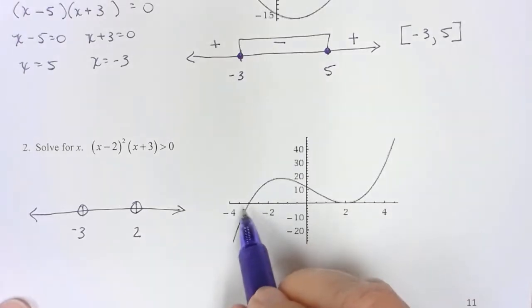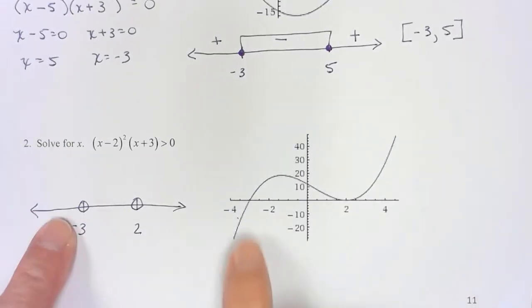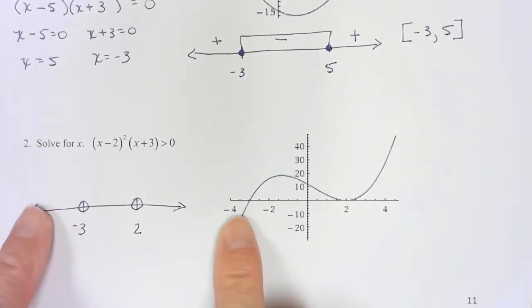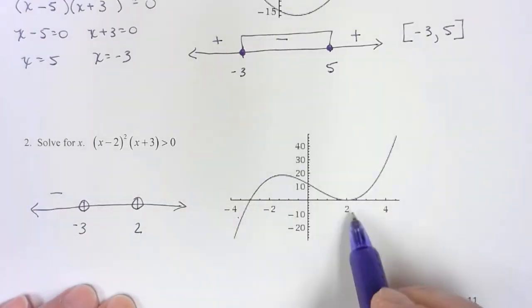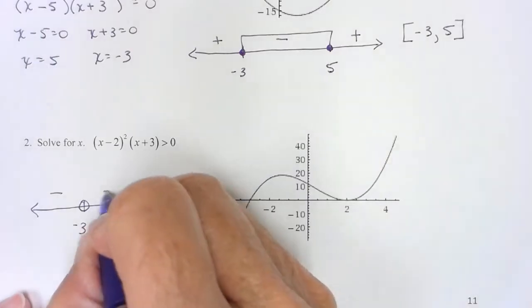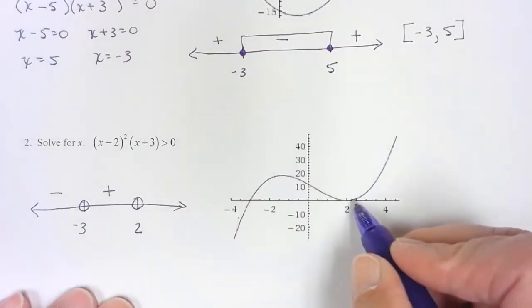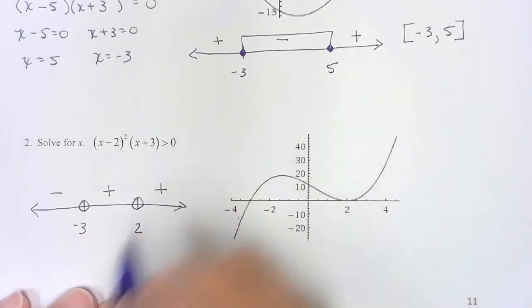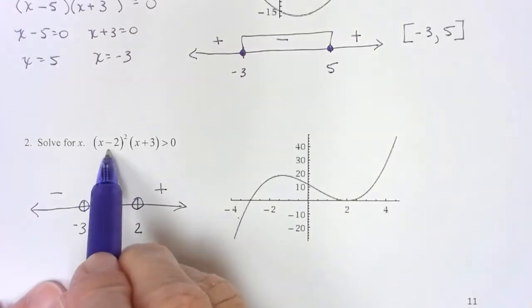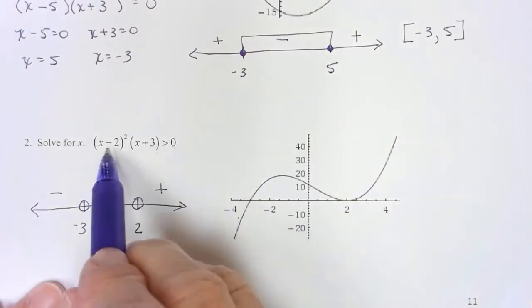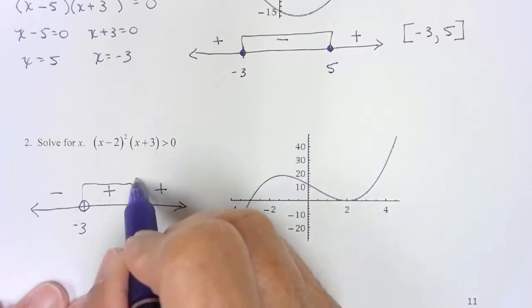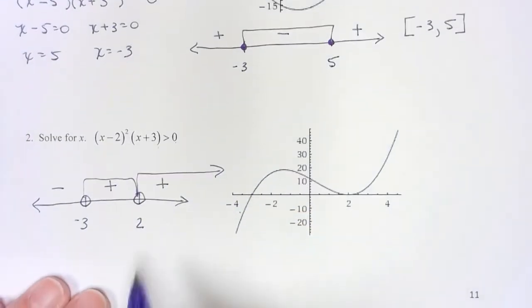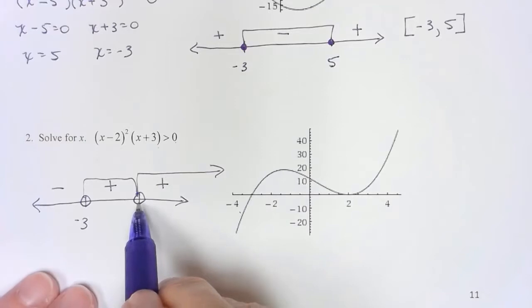So on this side of -3, my y values are below. So that is negative. Between -3 and 2, they are above. After 2, my y values are above. Now, in order for this side to be greater than 0, this side's going to have to be positive. So I've got this section and that section. But now, guys, this is not an or equal.